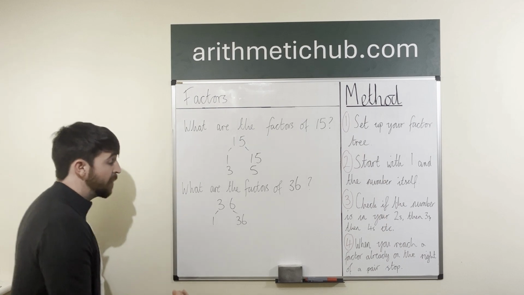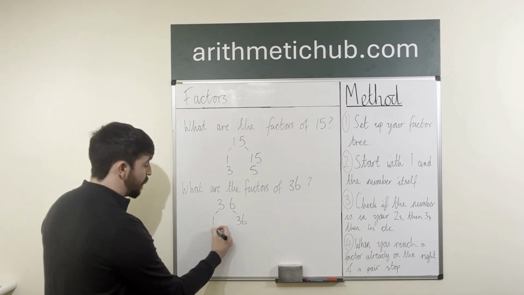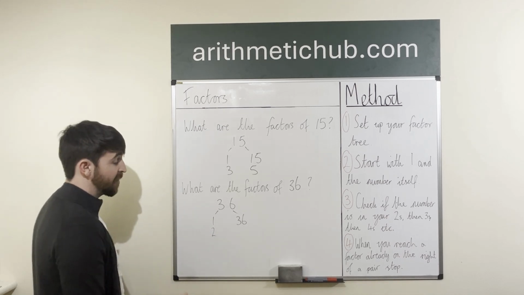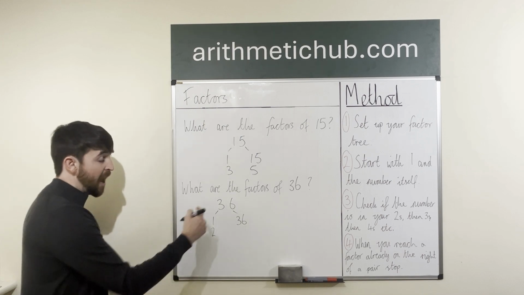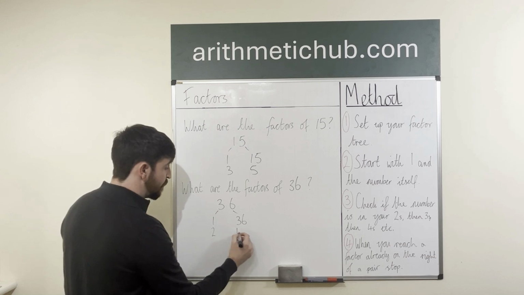36 I can see is even, so straight away I'm going to go, okay, it's going to be my 2's, 2 times what is going to give me 36. There's lots of ways I can do this. One of the ways is I can just halve it, can't I? I know half of 36 is going to give me 18.